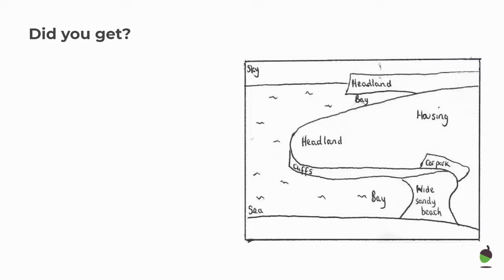Right, how did you get on? Here's my attempt. It's a simple sketch. You get a mark. I don't want a work of art. It takes too long. Have you got headlands labelled? Ideally 2. Do you have bay labelled? Again, ideally 2. Did you spot the cliffs? And did you spot the wide sandy beach? You may have other labels, but please make sure you've got those 4.